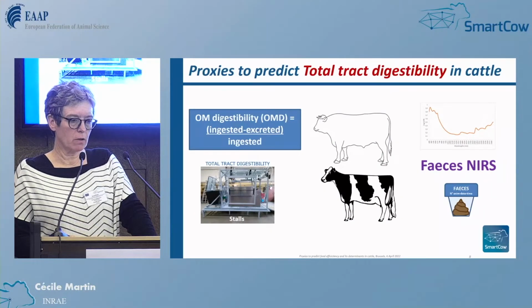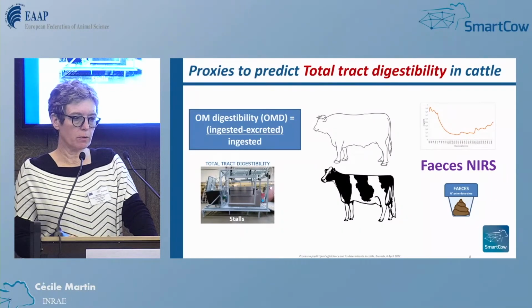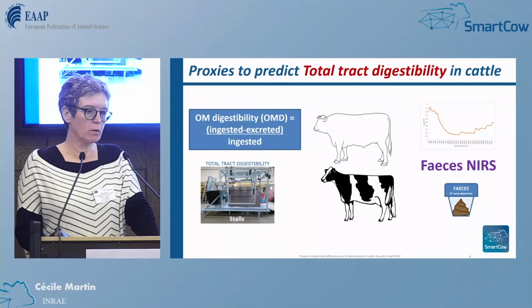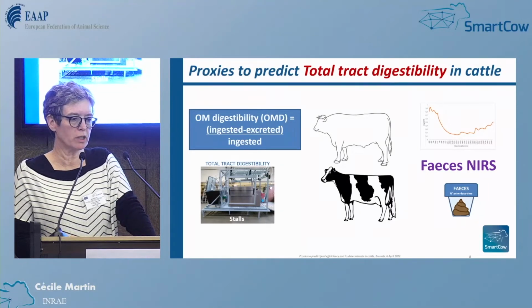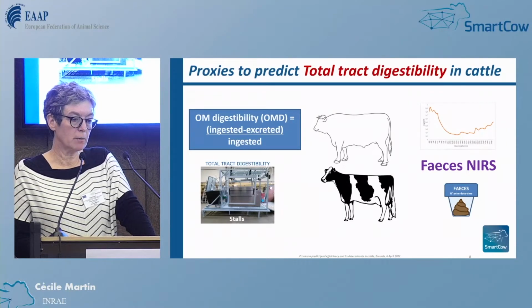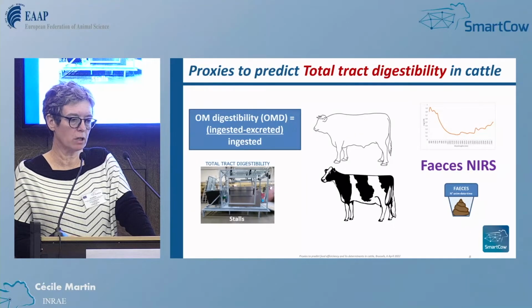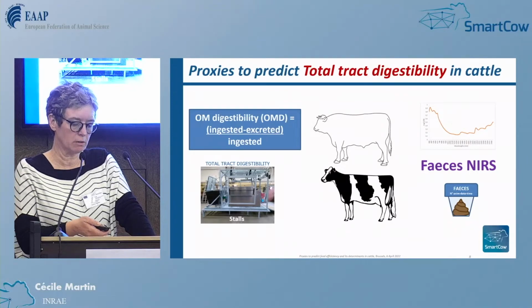So now, an example of a proxy to predict total tract digestibility. We have studied the chemical composition of feces through near-infrared spectra in beef and dairy cattle.